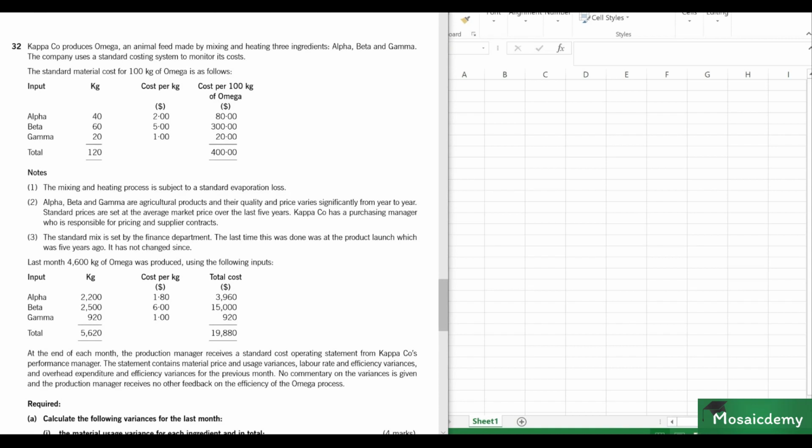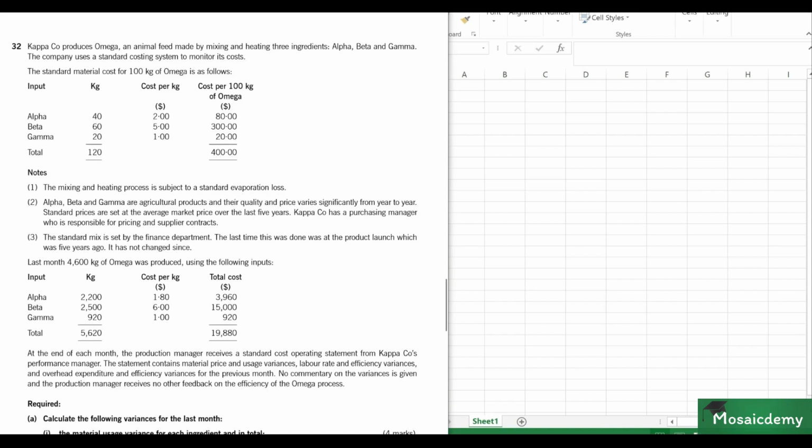It says, Kappa Co. produces Omega, an animal feed made by mixing and heating 3 ingredients: Alpha, Beta, and Gamma. The company uses a standard costing system to monitor its costs. The standard material cost for 100 kg of Omega is as follows. So we put in around 120 kg of the ingredients, and this is the cost, about $400. Note the mixing and heating process is subject to standard evaporation. Their agricultural products and their quality and price vary significantly from year to year and are set based on that.